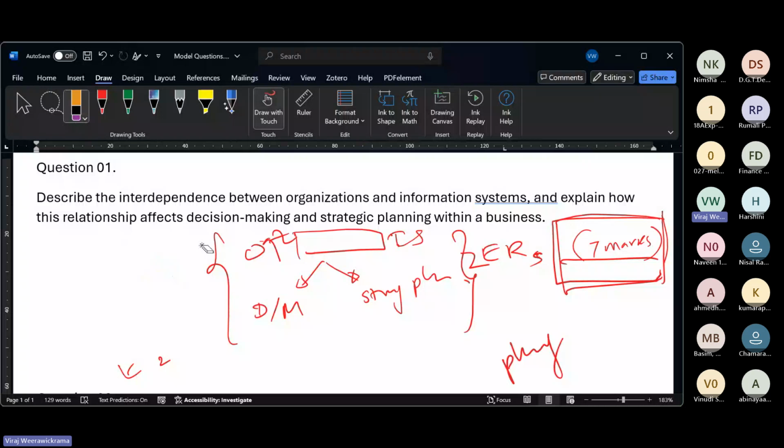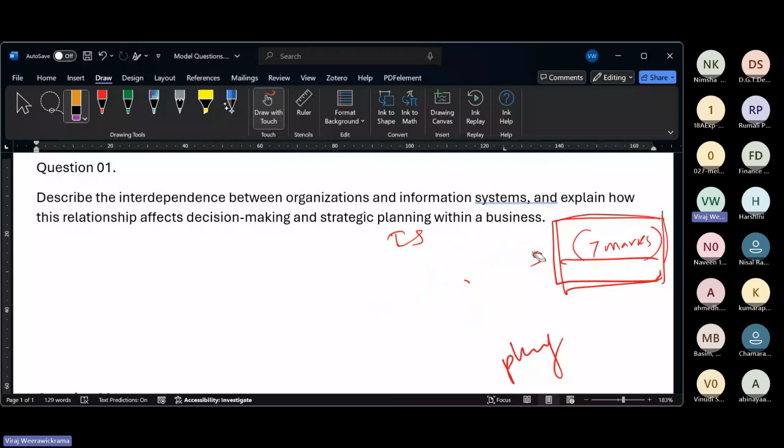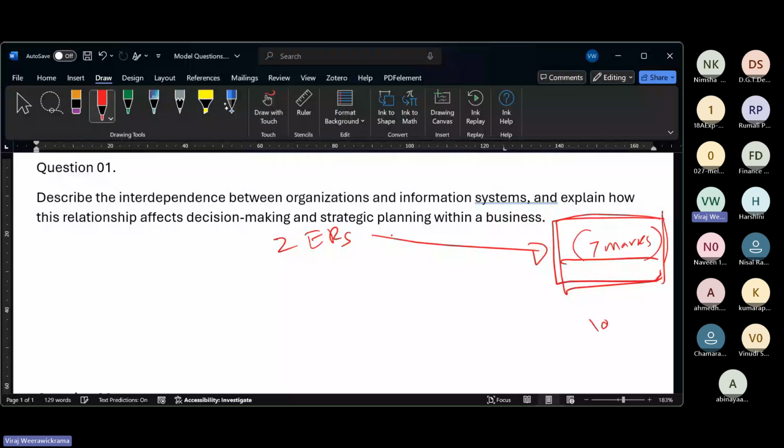Since it's a theoretical subject, MIS, Management Information Systems, you have to think how you can write down the answer. Because now you have identified the ERs, we call them exam requirements. There were 2 ERs. Then you have to focus on the marks allocated. Otherwise, for 2 marks, students are writing 2 to 3 pages, no point. That is not worth. For 10 marks, students are writing only 2 to 3 sentences. That is not worth.